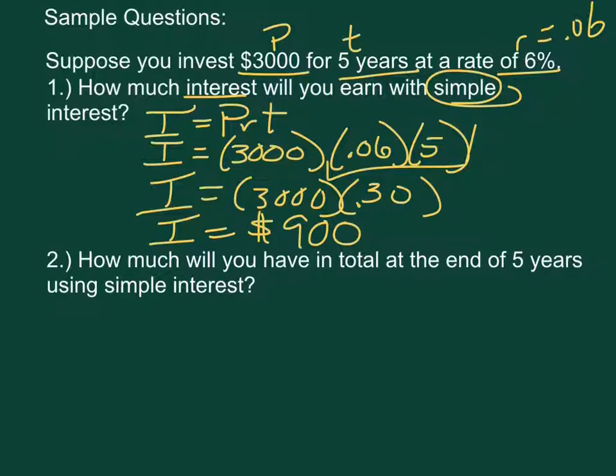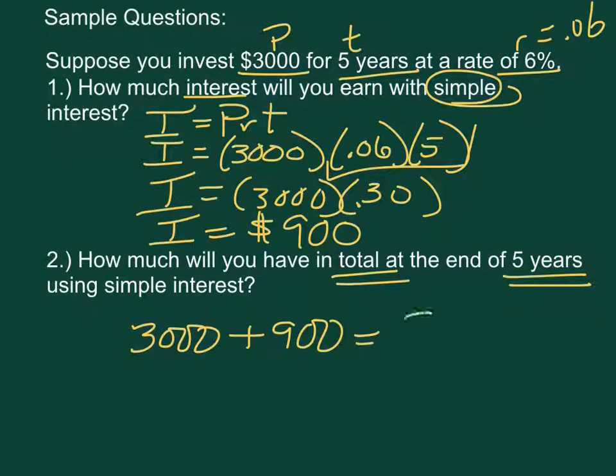Now, how much will you have in total at the end of 5 years? So when you go to take it out of the bank, you get your original $3,000 plus your $900. So when you go take it out of the bank, you'll have $3,900.